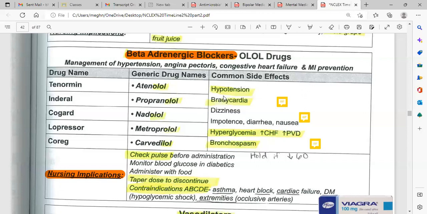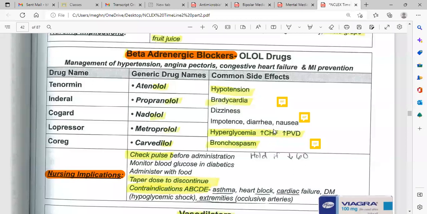So next, what are the common side effects? Hypotension, bradycardia, dizziness, impotency. So a young man or female of reproductive age is not too good to give a beta blocker. So you kill their sexual life.